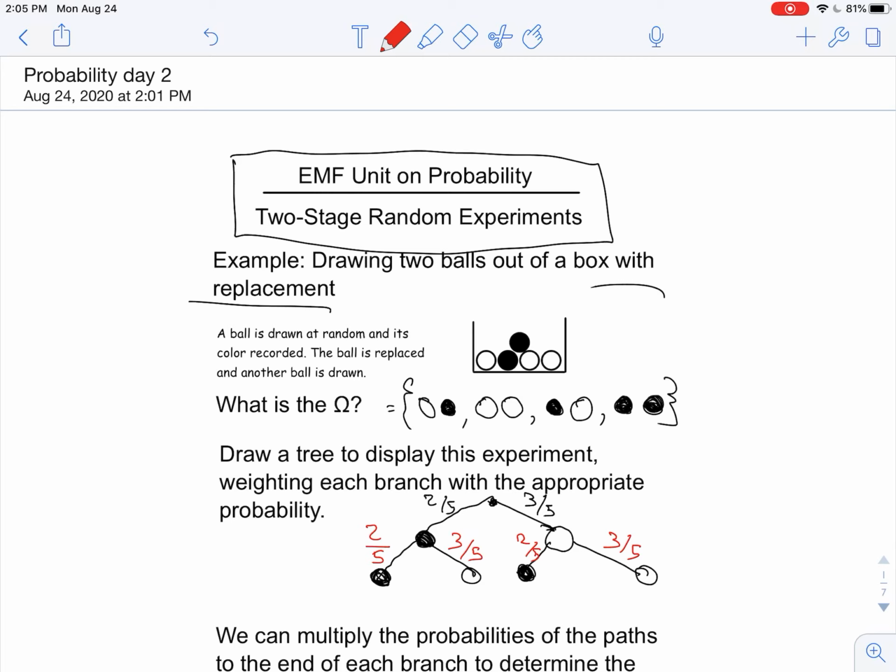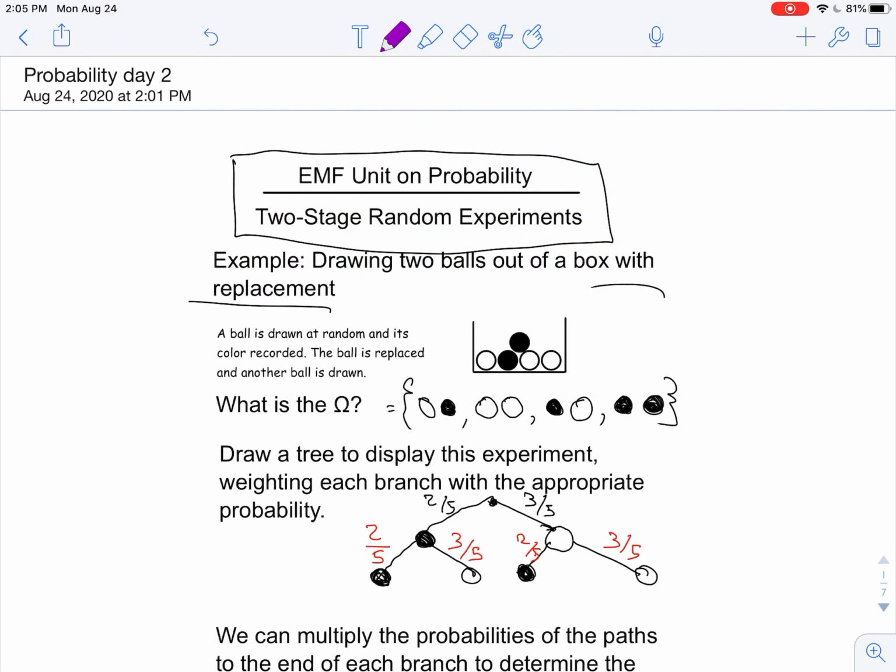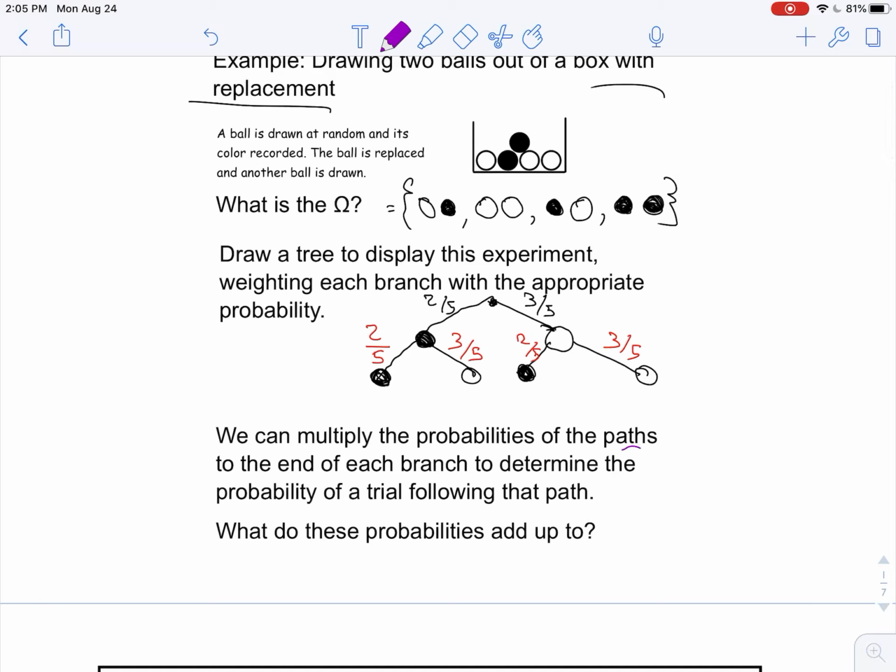So I can figure out these sets of probabilities here, because it's a compound event. I will take 2/5 times 2/5. That's just multiplying the probabilities of the paths at the end of each branch. The probability of consecutive black balls is going to be 4 out of 25. The probability of a black ball followed by a white is 6 out of 25, which happens to be the same as white followed by black.